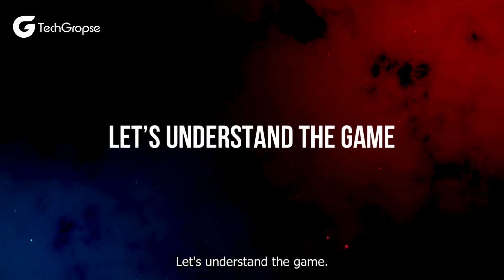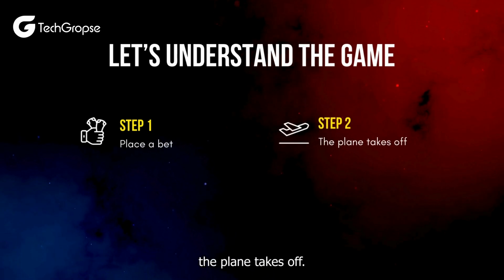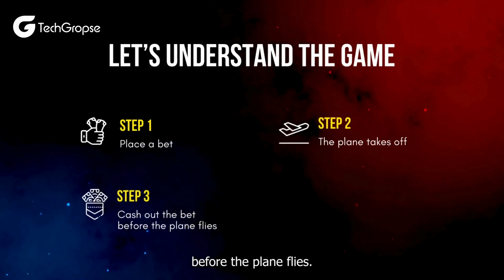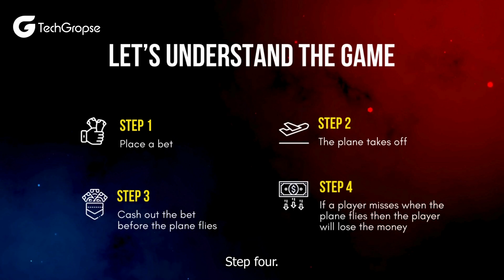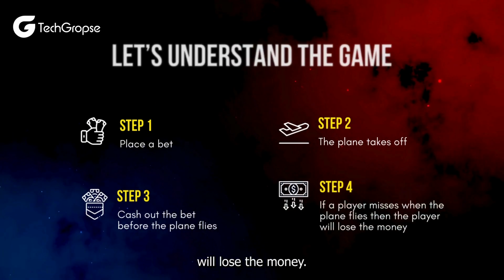Let's understand the game. Step 1, place a bet. Step 2, the plane takes off. Step 3, cash out the bet before the plane flies away. Step 4, if a player misses the cash out when the plane flies away, then the player will lose the money.